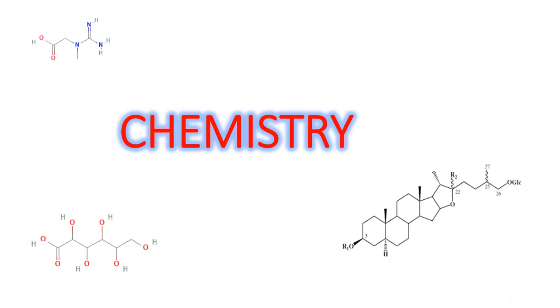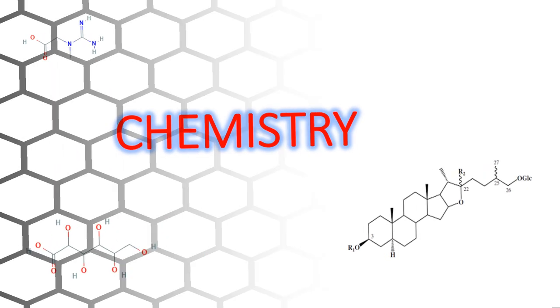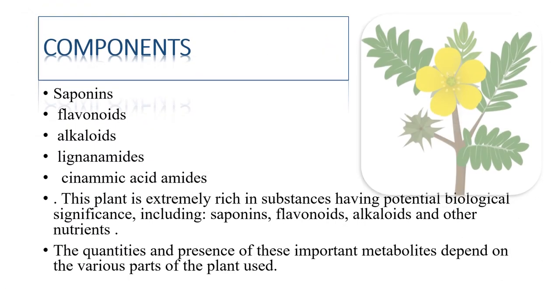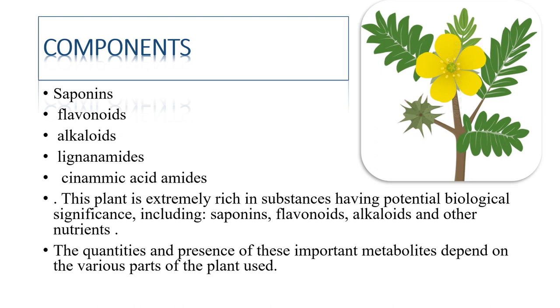Now the most important part of this video is the chemistry of Tribulus terrestris. In this slide, I am telling about the important components of Tribulus terrestris. Components of Tribulus terrestris are saponins, flavonoids, alkaloids, lignanamides, cinnamic acid amides.